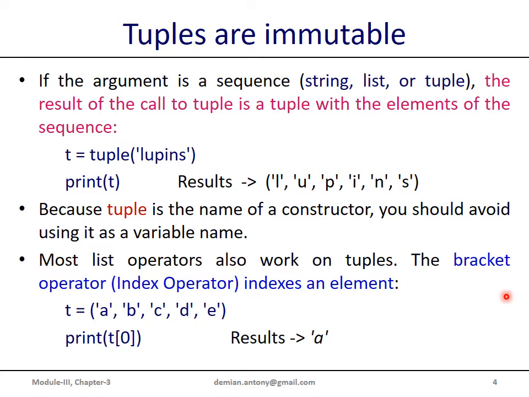Most of the list operators also work on tuples. The first operator is the index operator, which, as I said, is used to access an individual element of a tuple. So here we have a tuple with 6 elements, and if you want to access the first element, you write the index 0. T of 0 returns A. Similarly, T of 1 returns B, and so on.